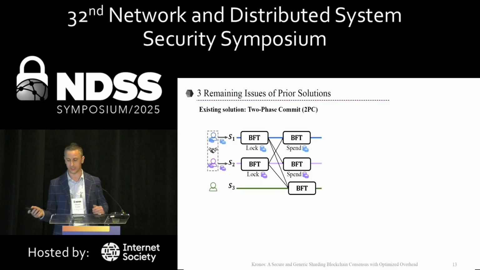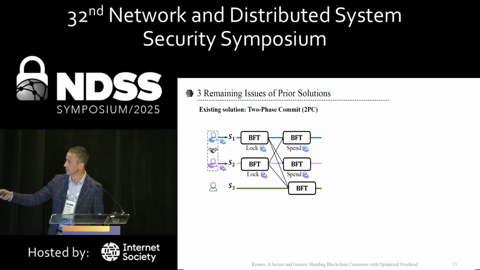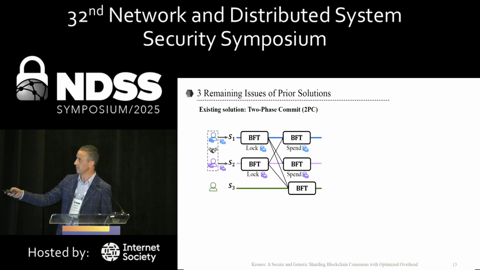Another issue with current solutions is that they are based on two-phase commit. What is a two-phase commit? Basically, we have a preparation phase and a commit phase. In the preparation phase, as you can see, we want to spend the blue and purple coins to payees in the shard S3.